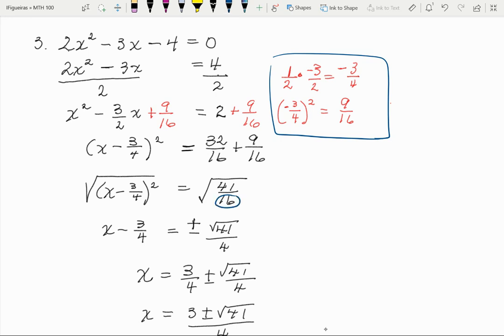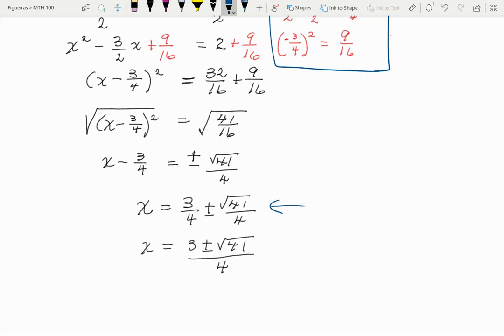And then I need to isolate x. So I add 3/4 to both sides. So x is 3/4 plus or minus root 41 over 4, which is a perfectly fine answer. Or you can write it as a single fraction as 3 plus or minus root 41 over 4.